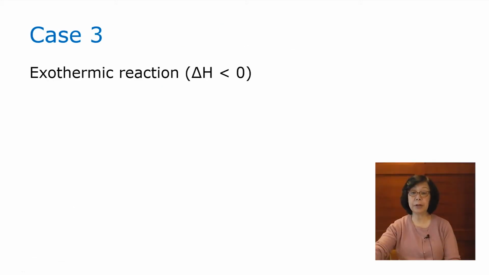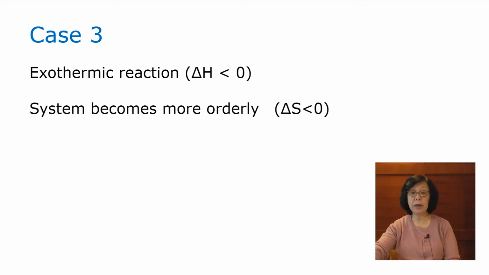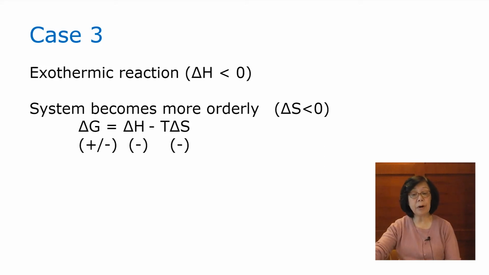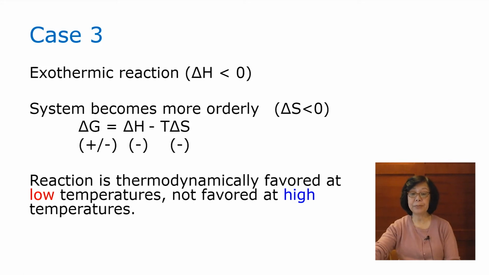In case number 3, where it is an exothermic reaction, delta H is negative, and the system becomes more orderly, delta S is also negative. When you put it into the Gibbs free energy equation, delta G can be positive or negative depending on the temperature.